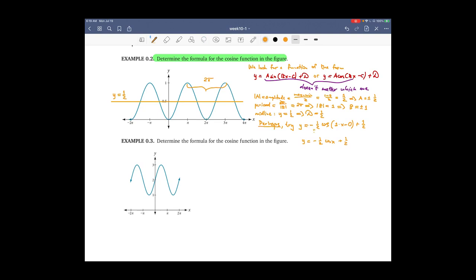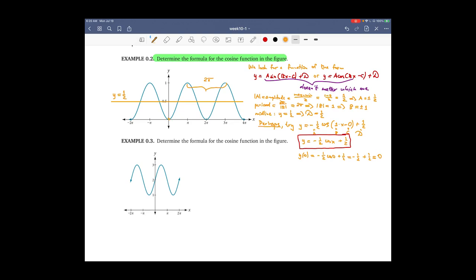And again, this is A, this is B, this is C, and this is D. And we can easily check a few points here and understand that this indeed is the right graph. We can check y at 0, -1/2 cosine 0 plus 1/2. Because cosine 0 is 1, that's -1/2 plus 1/2, and that is indeed 0.